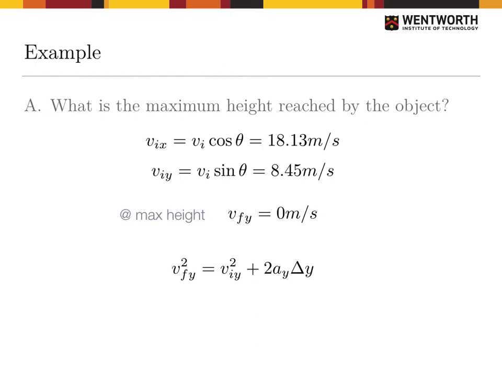Then we can make use of the 4th kinematic equation to determine the vertical displacement, which corresponds to the maximum height reached in this case. Solving this equation for delta y gives us a maximum height of 3.64 meters, which is approximately 10 feet. You should double check my math on this one, on all of these problems. My calculator skills are not the best.